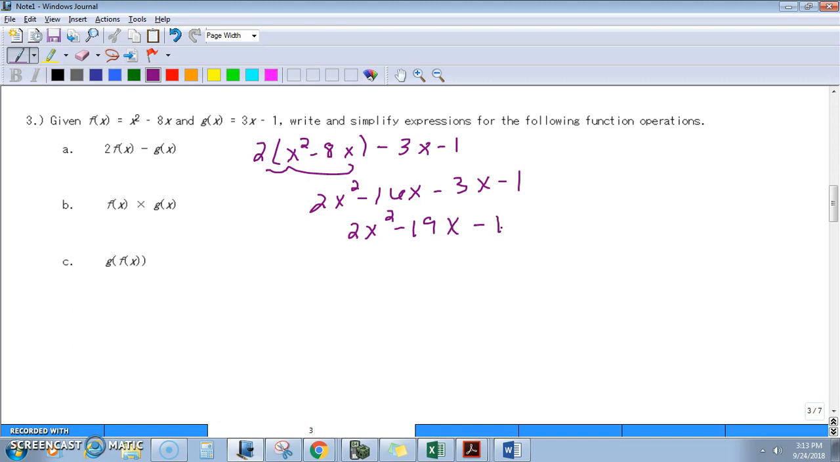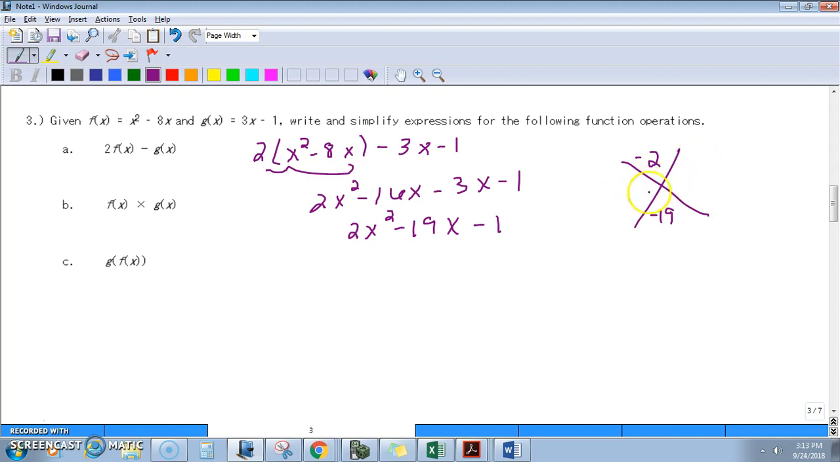And I guess you could try to factor that if there's a way, just because what if it's factored in the answer? But I don't know if it's factorable. Are there 2 numbers that multiply together to be 2 and add up to be -19?